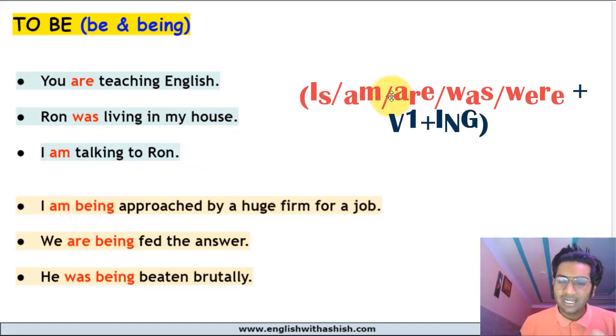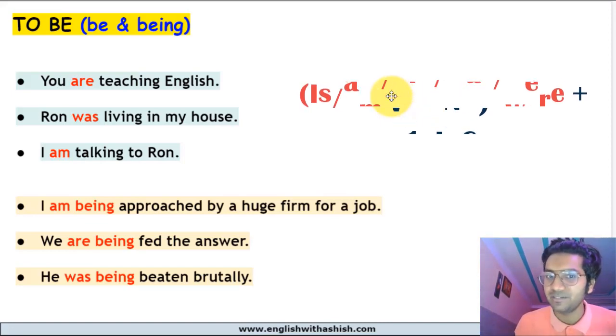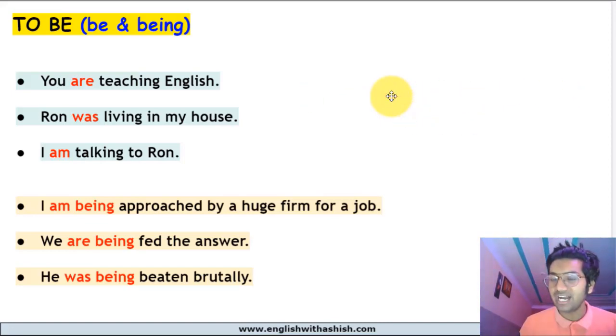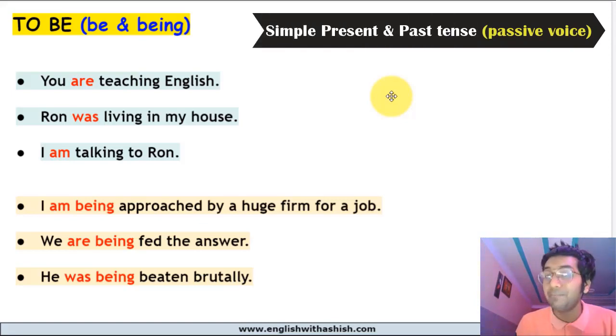Okay, now these verbs, is, am, are, was, were, can be followed by a past participle as well. When do we do that? We do that when they are in the passive form, and it happens in simple present tense passive voice and simple past tense passive voice.